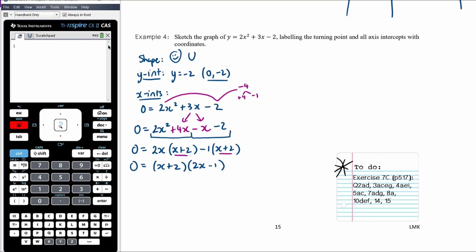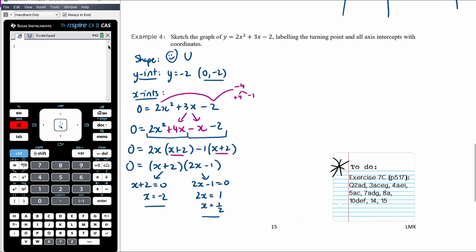Null factor law, two things multiplying together to equal 0, says that one or other or both of them must equal 0. And so we've got x plus 2 equals 0, so x equals -2, or 2x minus 1 equals 0, so 2x equals 1, x equals 1/2. So there's our two x-intercepts.